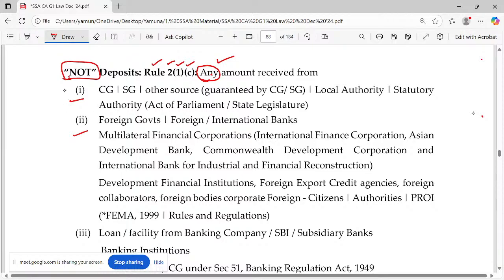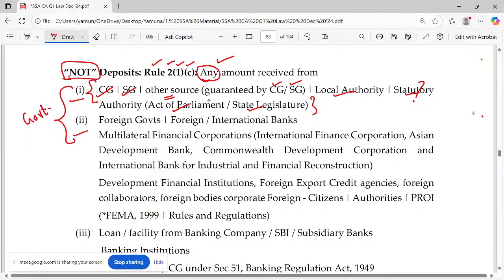Okay. First and second one are related to governments. First point: if you are receiving any money from the central government or state government, or it may be from any other source, but it's guaranteed by the central or state government or any other local authority or statutory authority. What do you mean by statutory authority? As per an Act of Parliament or Legislature, it is registered as a statutory authority. So if you receive any money from these people, you'll be calling this not a deposit.